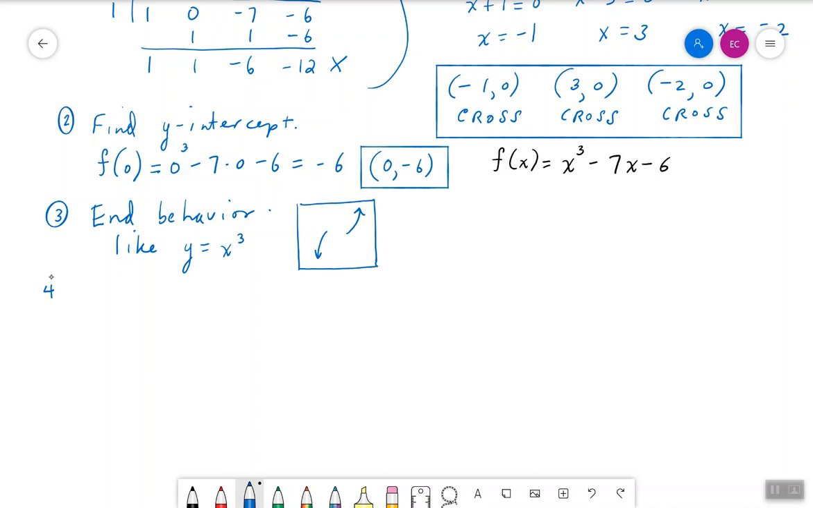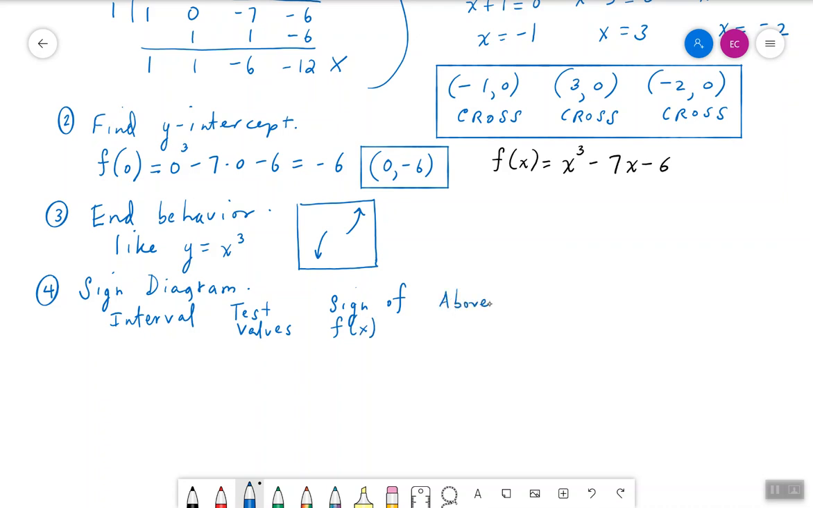And then we need to find a sign diagram. We haven't done this maybe since chapter 1. Do you remember what they look like? We're trying to test the sign of the function on different intervals. And so the intervals are determined by the x-intercepts. And then we'll take a test value on each interval, and we'll check for the sign of f of x. And then that will tell us if the graph is above or below the x-intercept.